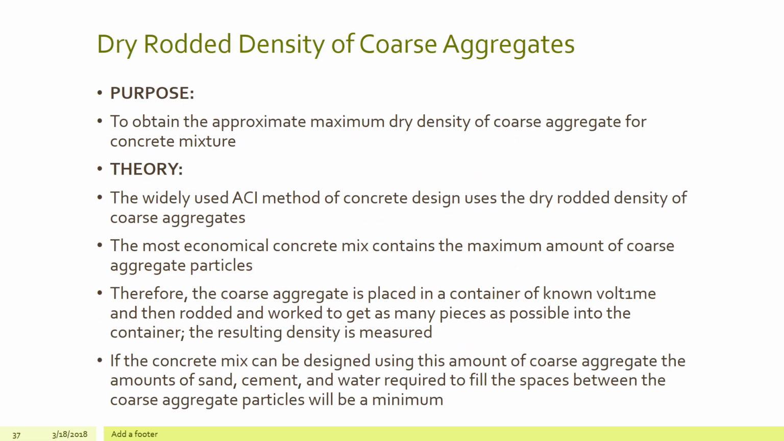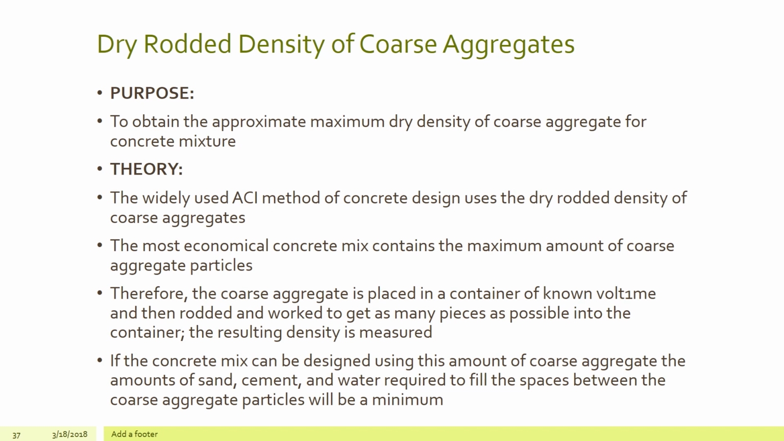Let's take a look at the dry rodded density of the coarse aggregates. The purpose is to obtain the approximate maximum dry density of the coarse aggregate for a specific concrete mixture. It's the most economical concrete mix that contains the maximum amount of coarse aggregate particles. The coarse aggregate is placed in a container of known volume and then rodded and worked to get as many pieces as possible in the container.